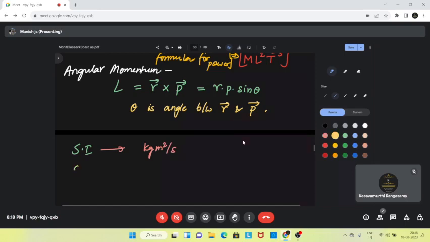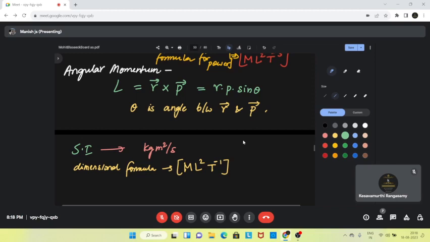Same way, dimensional formula. What will be its dimensional formula for this? Kilograms, mass, so M, meters square, so L square. Second is the denominator, you bring it up, so T power minus 1. Quite understandable. Okay, so this is the dimensional formula. That is how you write the dimensional formula for angular momentum. Simple. So this is the concept of angular momentum.